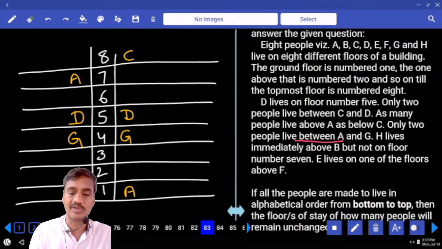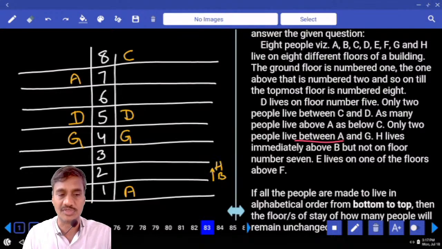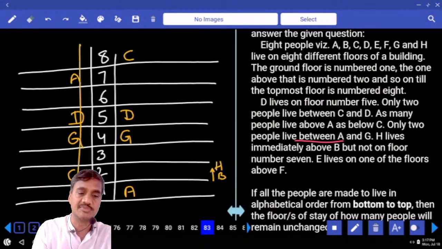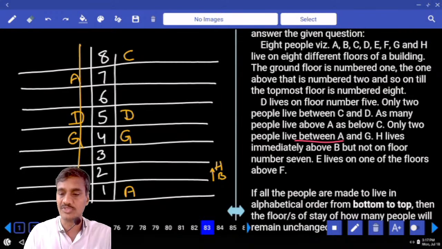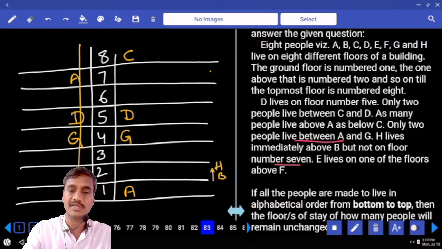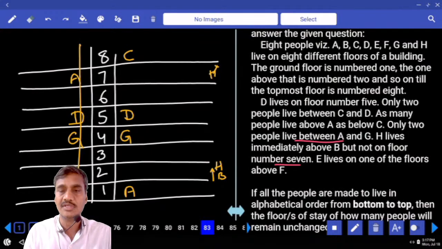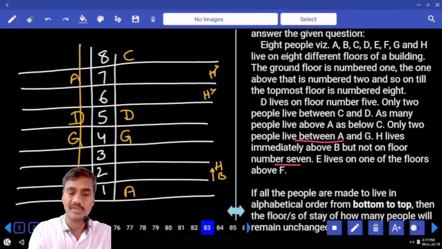H lives immediately above B. Now H is immediately above B, so H and B must be together. In this case, H and B together is not possible. And H lives immediately above G, but not on floor number 7. H cannot be on floor number 7. H cannot be here, cannot be here. Hence H and B must be on the third and the second.